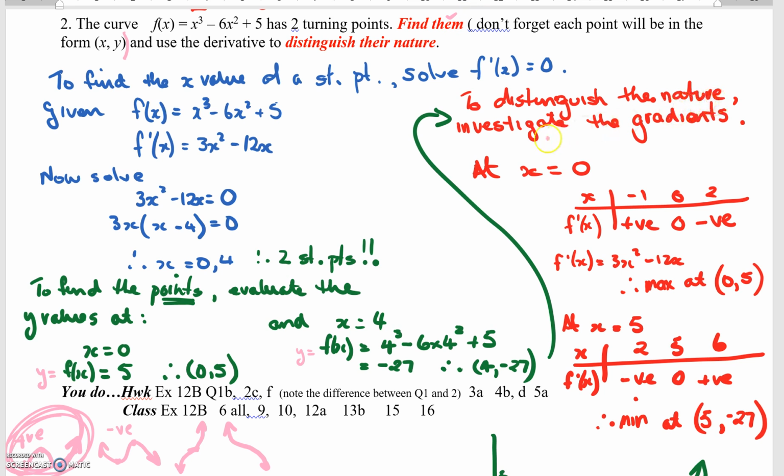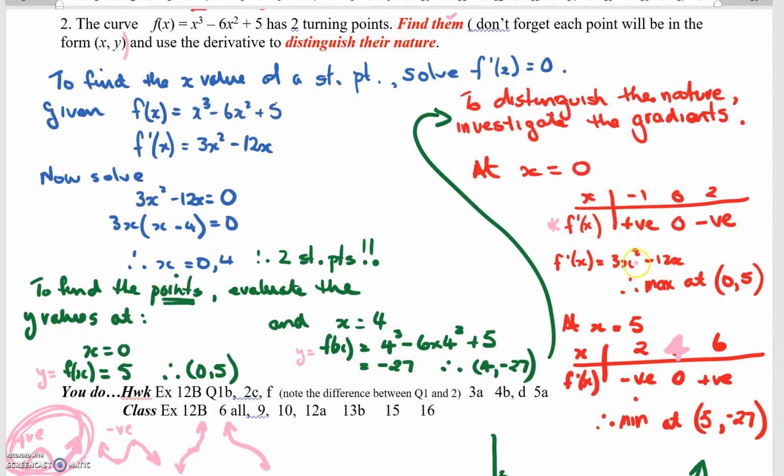To distinguish the nature, investigate gradients. So we'd first investigate at x is equal to 0, and our second one will be at x is equal to 4, let's change that 5 to a 4. It's not going to make any difference in the calculation. At x is equal to 0, I've chosen a minus 1 and a 2, just to keep them whole numbers. When I sub, I'm investigating the gradient. This is where some students get caught out and they actually substitute this back into the original function. But remember, we only sub into the original function when you want the y value. I'm not investigating y values, I'm investigating the gradient, so I sub into the first derivative.